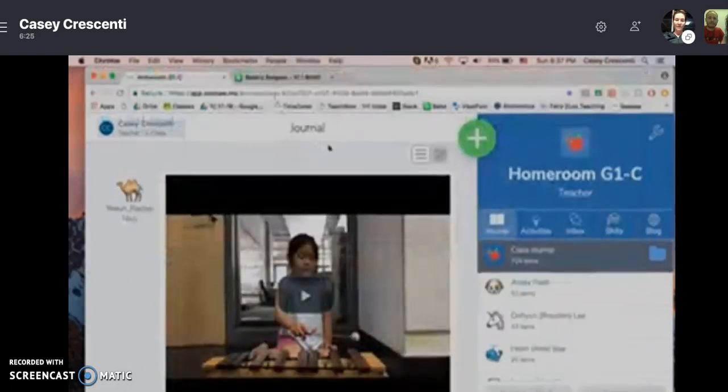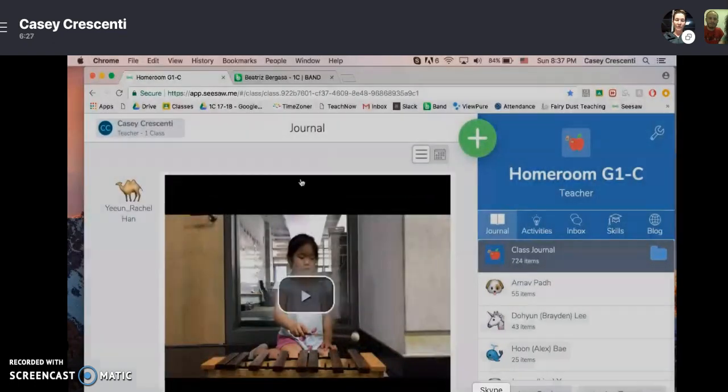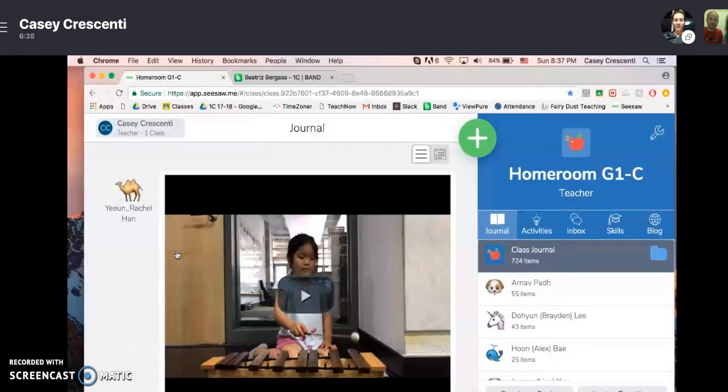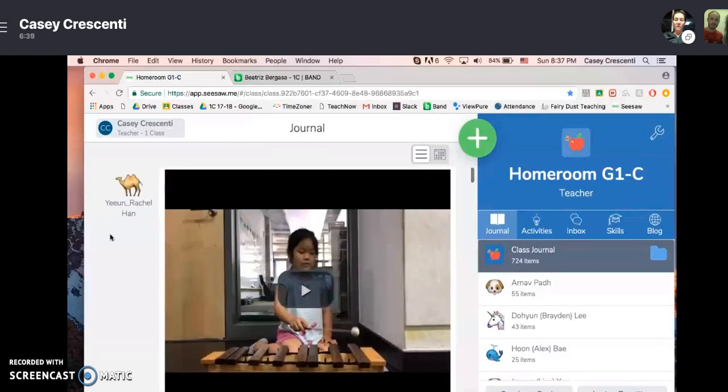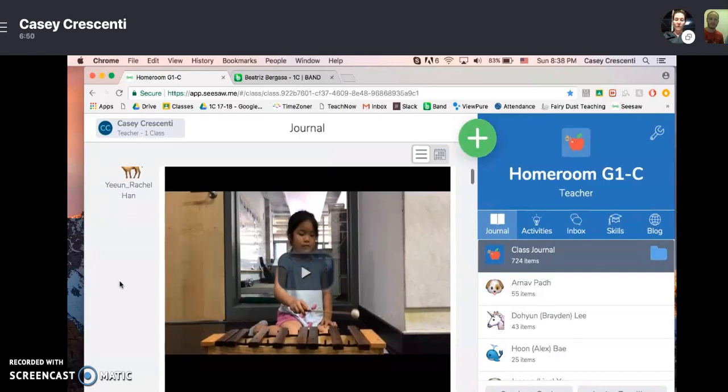All right, so this is Seesaw. It's used K through 5 in our school, and it's an online student portfolio. So the students themselves, up here you can see this is Rachel, they upload videos and images and stories of meaningful moments for themselves, which they can then share with their parents and share with teachers and share with the specialists. So, for example, here's Rachel clearly wanted to share something during music class.